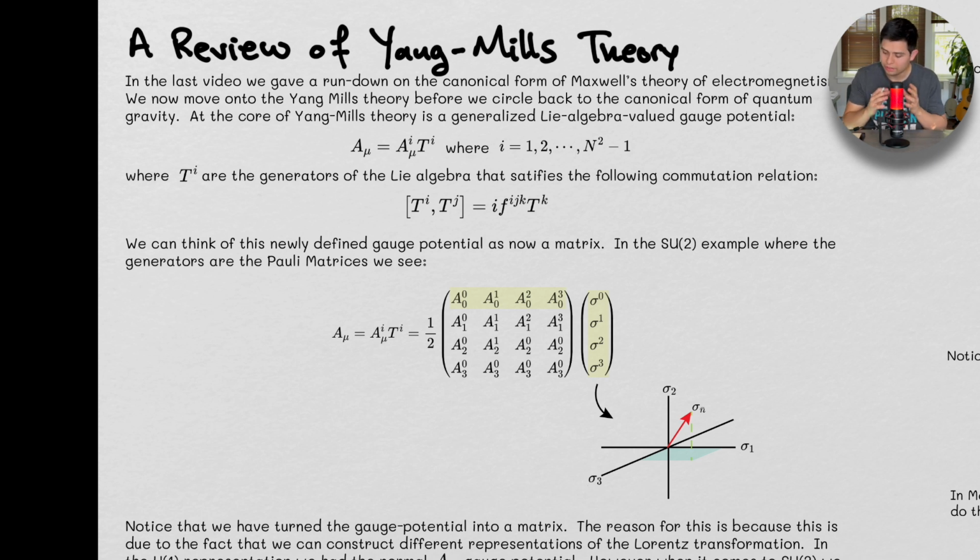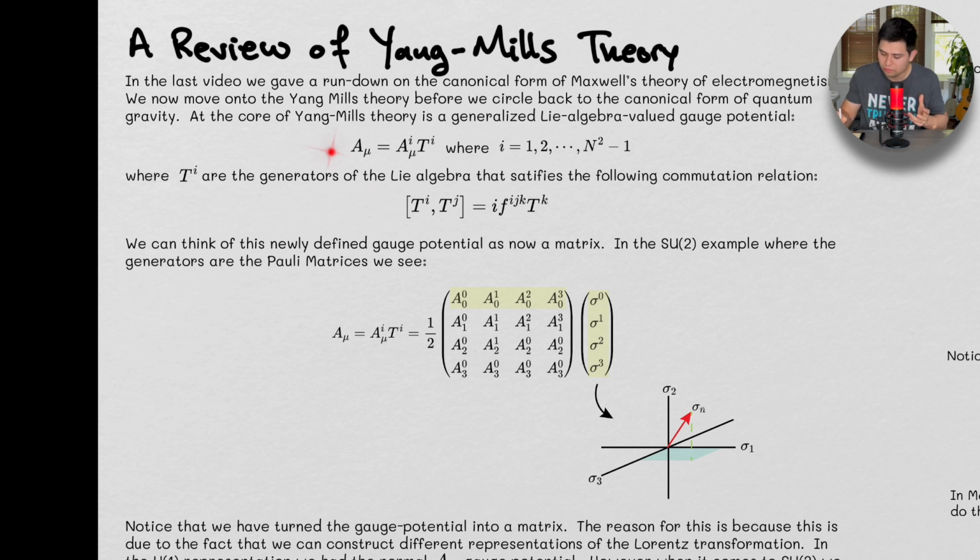At the core of Yang-Mills theory is this generalized Lie algebra valued gauge potential. What we mean by that is that we can express the gauge potential A. This is the thing that when you take the curl of this field, you get the magnetic field. When you take the gradient, you get the electric field. But we're going to expand that now.